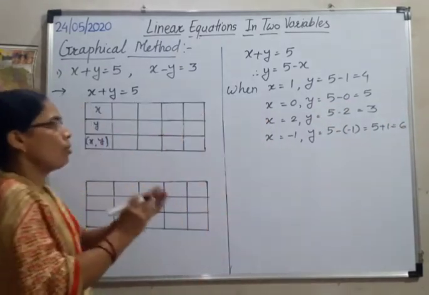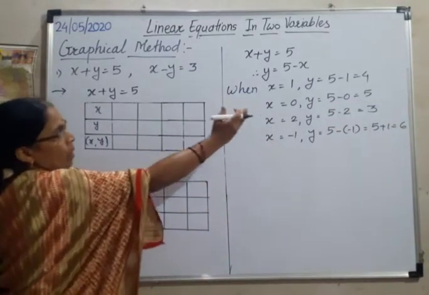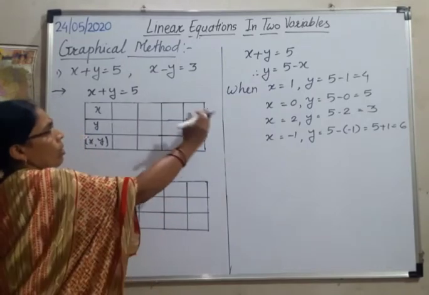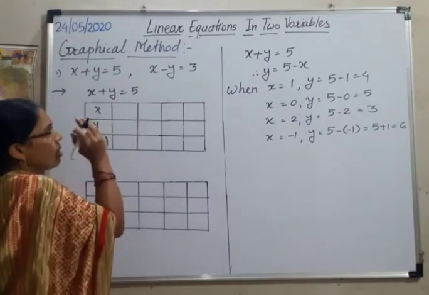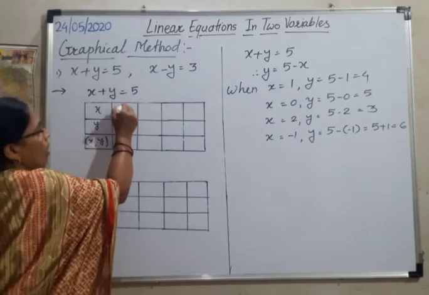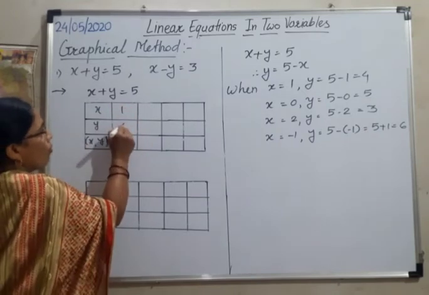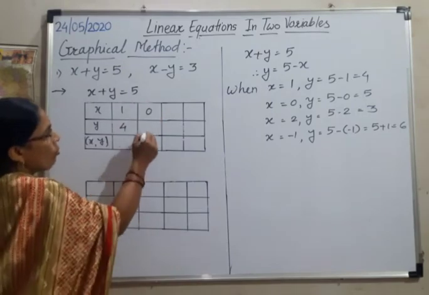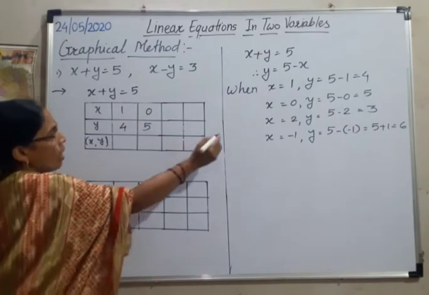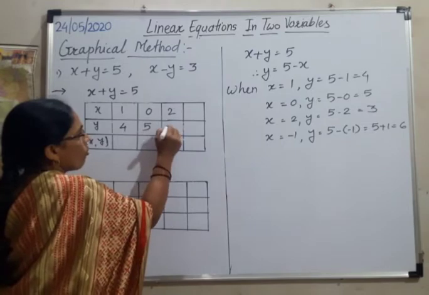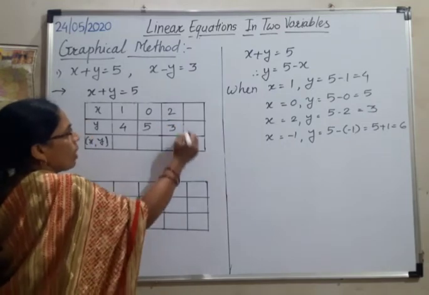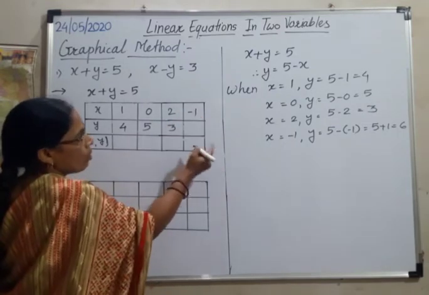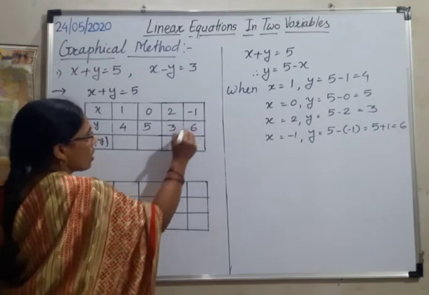Now first we have to write all these x and y coordinates here in this chart or table. When x is equal to 1, then we got y is equal to 4. When x is equal to 0, then we got y is equal to 5. When x is equal to 2, then we got y is equal to 3. When x is equal to minus 1, then we got y is equal to 6.